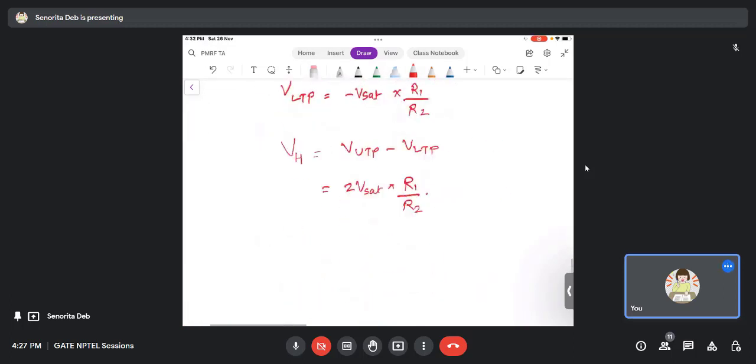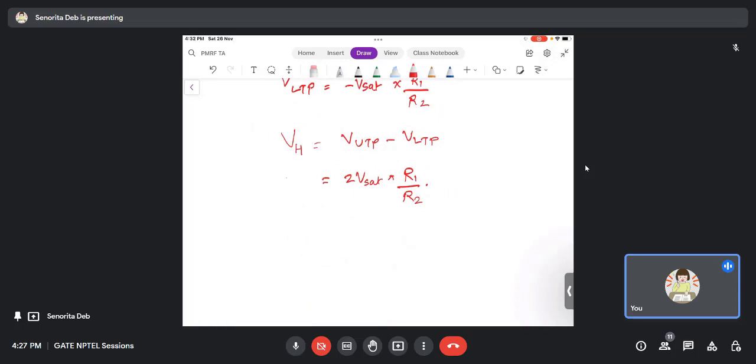So here what will happen? They have given VH as well. They have given the width of hysteresis, which is 0.5 volts. They have given VSAT value, which is 5 volts. They are asking R1, and R2 is 20k. So you can see R1 value is 1 kilo. This was the answer. Now this is what happens in a non-inverting Schmidt trigger.